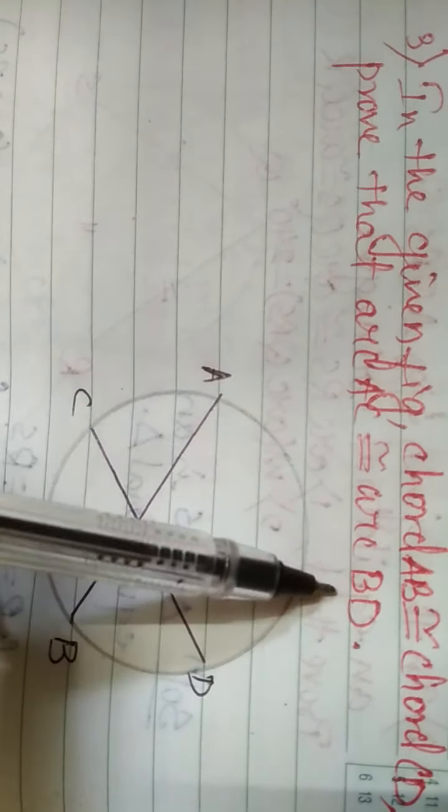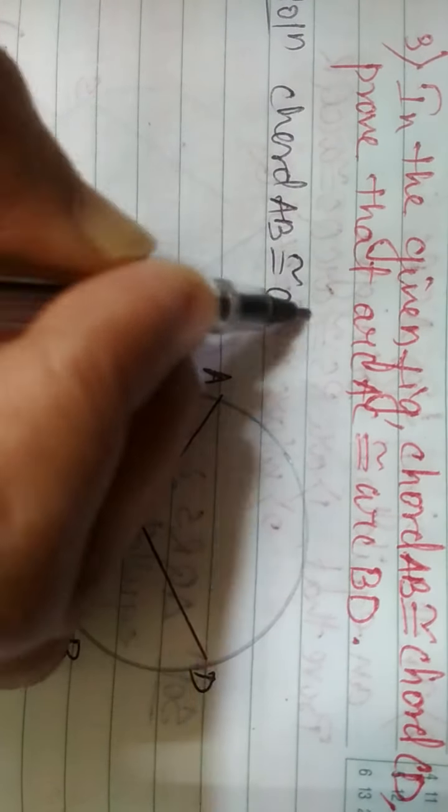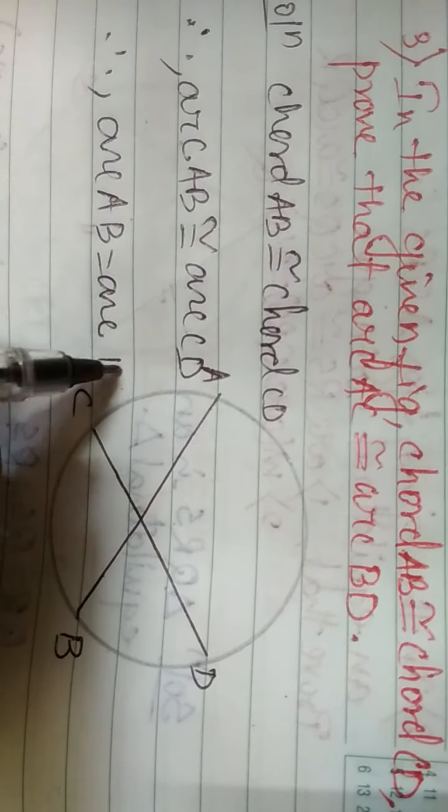Now the third question: in the given figure, chord AB is congruent to chord CD. We have to prove that arc AC is congruent to arc BD. So this is the diagram. AB is a chord and CD is a chord. In the solution we start with chord AB is congruent to chord CD. It is given. Therefore arc AB will be congruent to arc CD. That means arc AB equals arc CD.